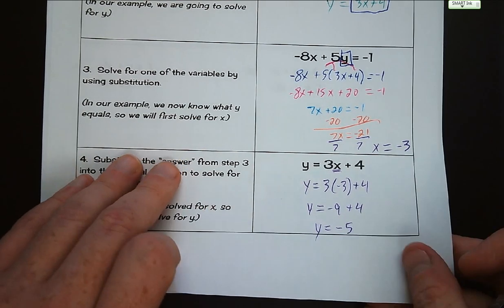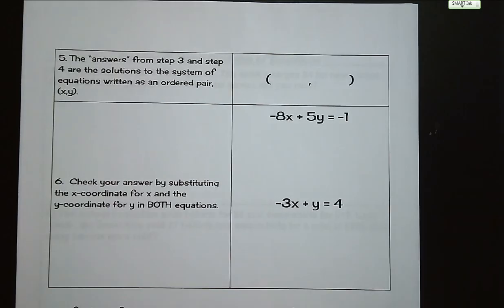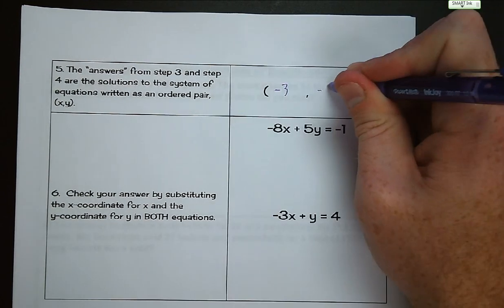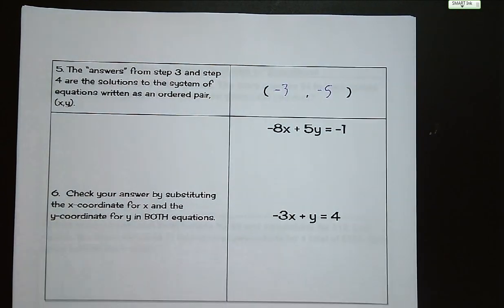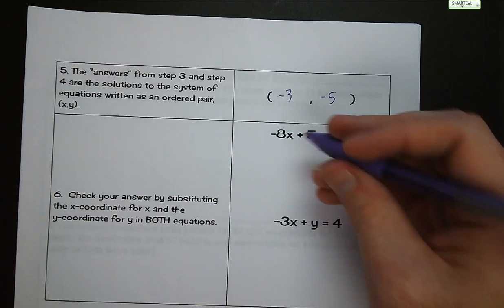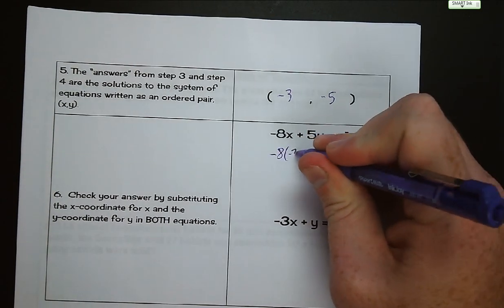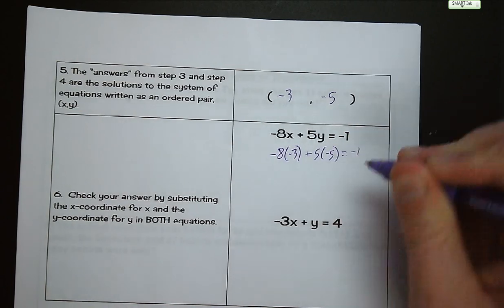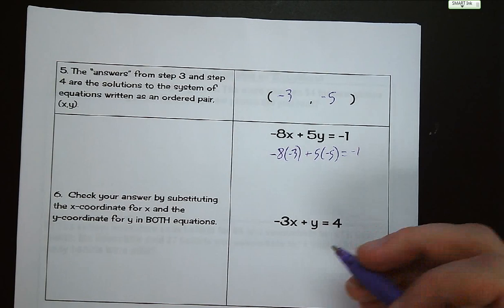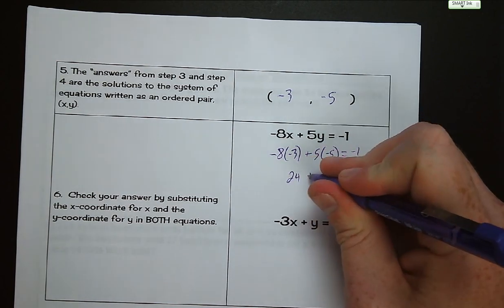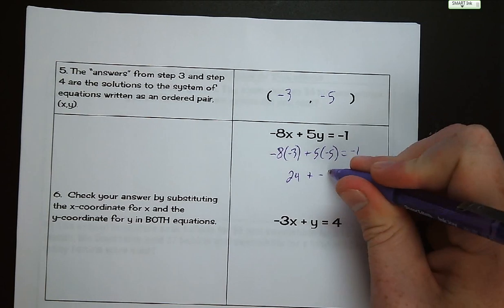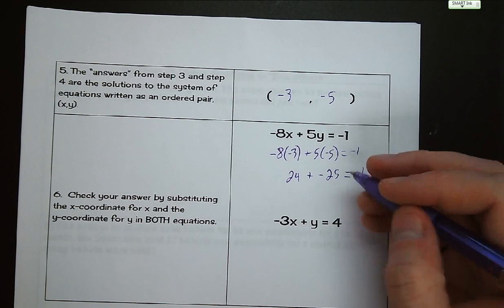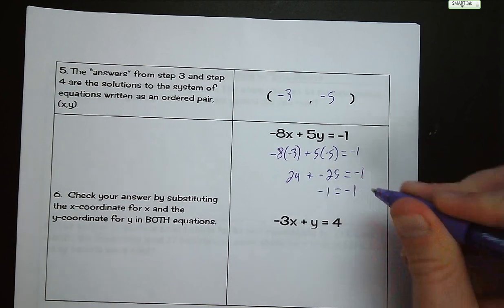Okay. So our ordered pair is negative 3, negative 5. So we can plug that in and check our answer. So we have negative 8 times negative 3 plus 5 times negative 5. Negative 8 times negative 3, negative times negative is positive, 24. 5 times negative 5 is negative 25. Positive 24 plus negative 25 is negative 1. So negative 1 equals negative 1.